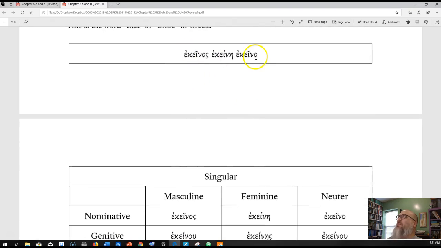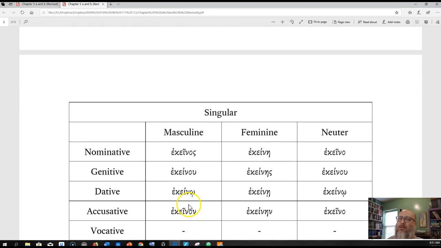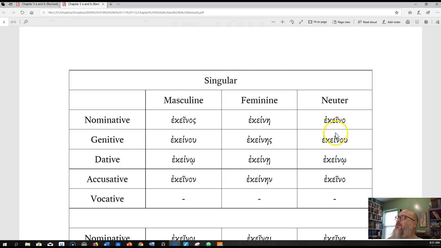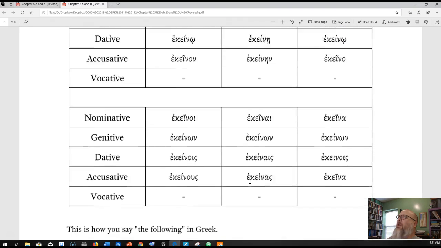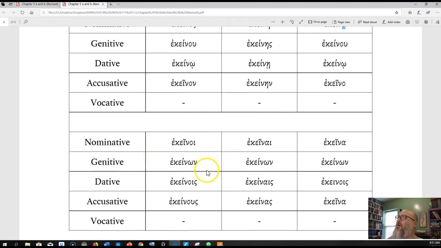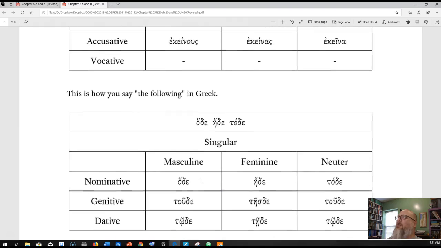And then we have the word that, ekeinos. We've already met this in John 1. And it, too, is related to the definite article, has the same endings. And it's just ekeinos, ekeine, ekeino. And it means that man, that woman, that thing. So even though there are a lot of charts so far, it's really just the same chart we've already memorized. And so you're just building on it.